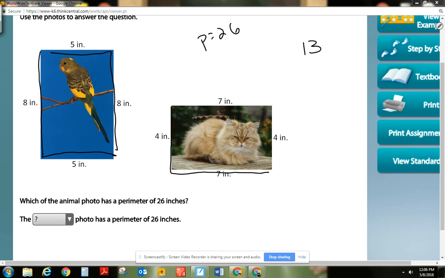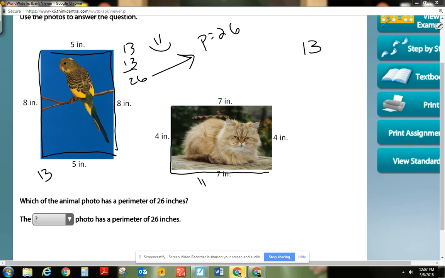So which one would be half equivalent to 13? Well, 8 plus 5 is 13. 4 plus 7 is 11. So if this half was 13, this half is 13. That equals my perimeter of 26.